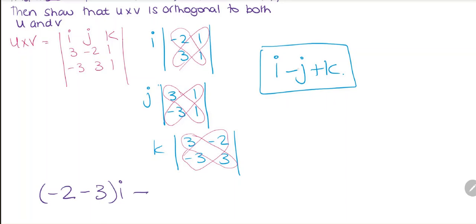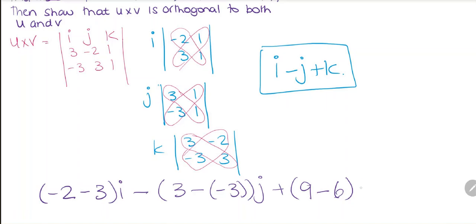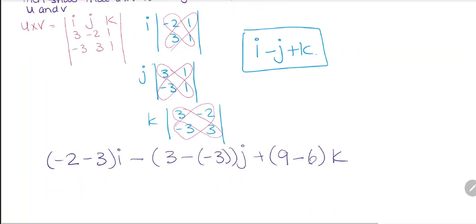And then we've got a minus, so we do the same to the next one. So we have 3 times 1 is 3. Minus 3 times 1 is minus 3, so it's minus 3. And this is multiplied by j. And then we're going to have a plus for k. 3 times 3 is 9. Minus 3 times minus 2. So we've got minus, and this is going to be plus 6. And this is multiplied by k.